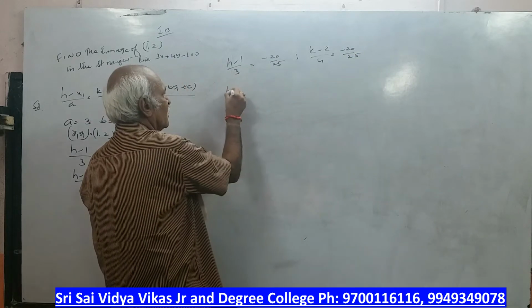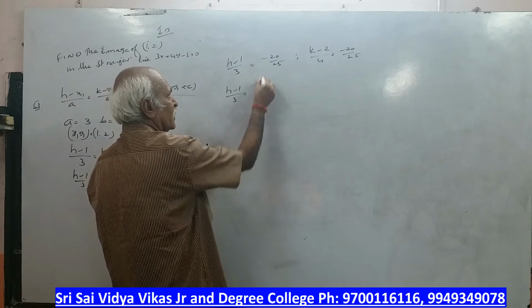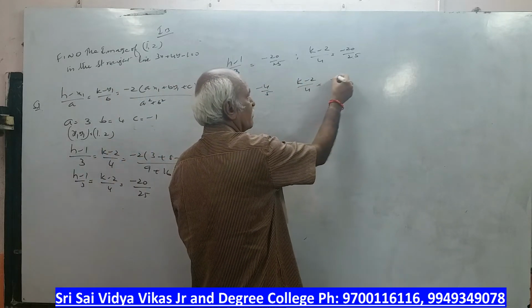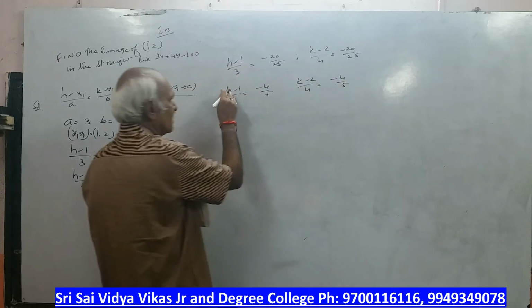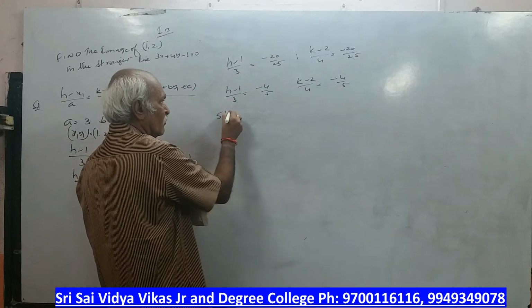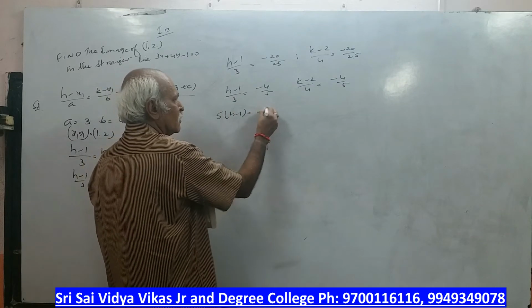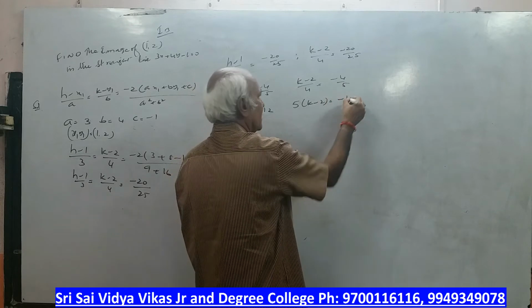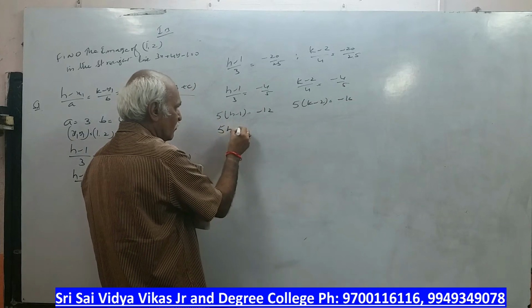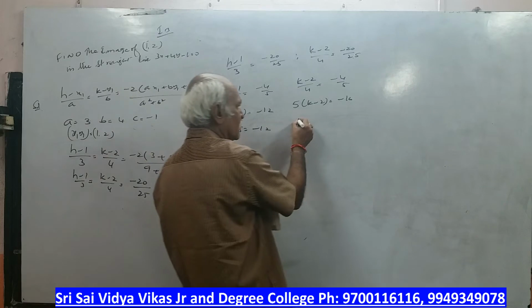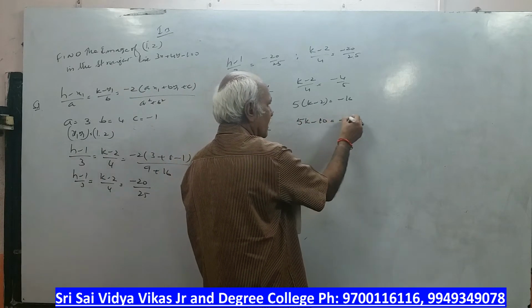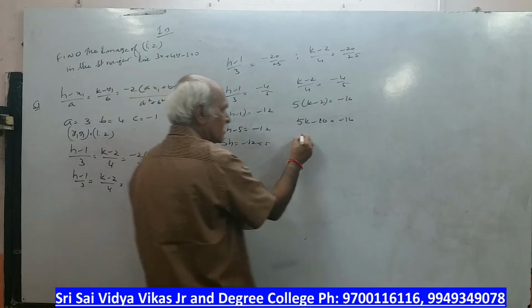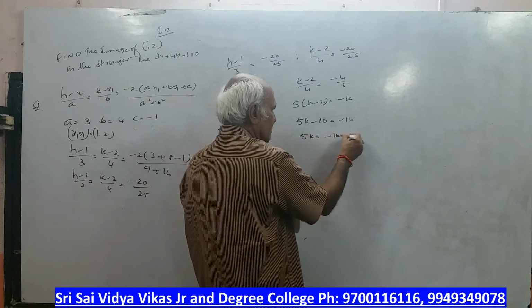So, what will happen? h minus 1 by 3, cancel with the 5 table, minus 4 by 5; k minus 2 by 4, minus 4 by 5. Cross multiply, with 5 I am multiplying. 5 into (h minus 1) is equal to minus 12. Here 5 into (k minus 2) is equal to minus 16. Open the bracket. 5h minus 5 is equal to minus 12. 5k minus 10 is equal to minus 16. So 5h is equal to minus 12 plus 5, 5k is equal to minus 16 plus 10.